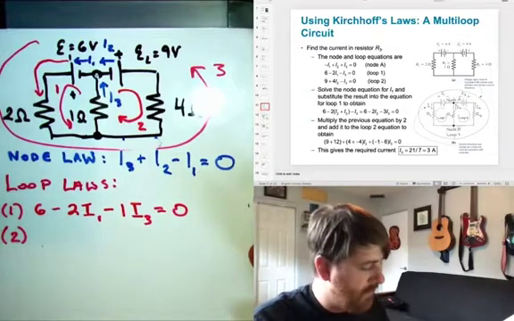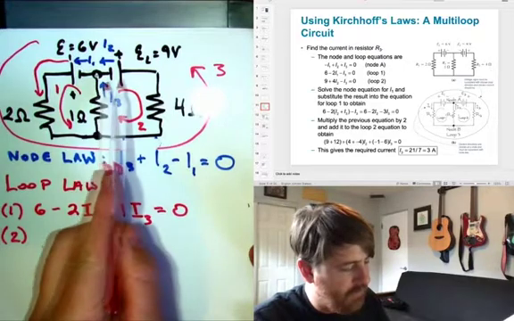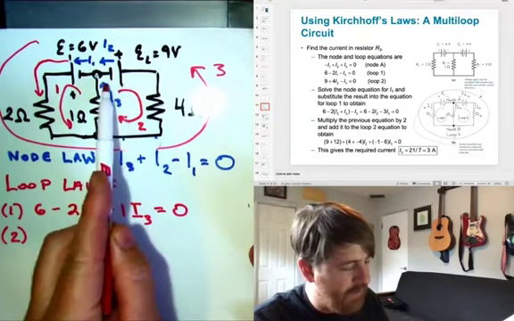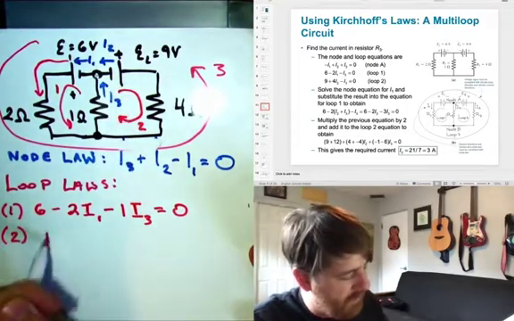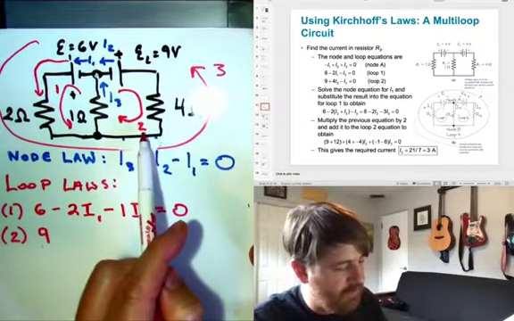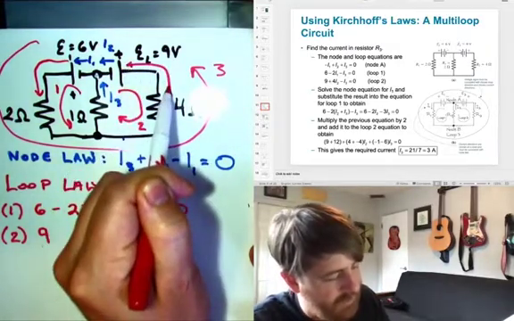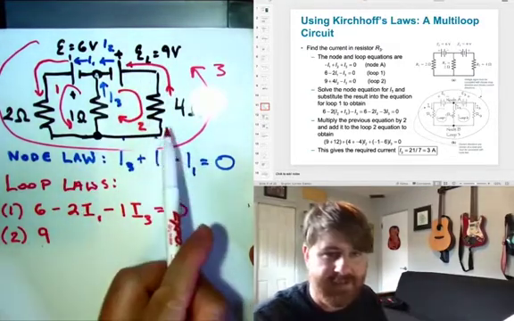And loop 2, I start here. I go across the battery, and I'm going from negative to positive, so this will be plus 9. Then I go across this resistor. Which way is I2? I2 is coming along this way, the way I've defined it. So I'm going against the current here.